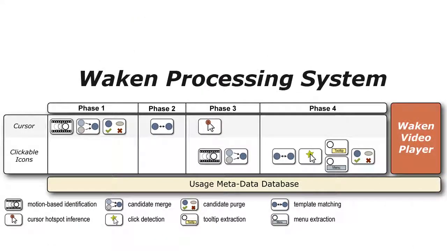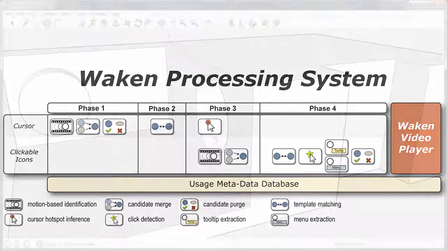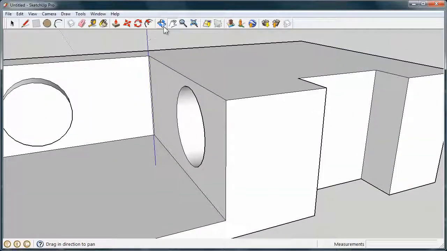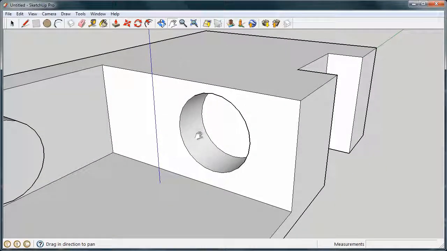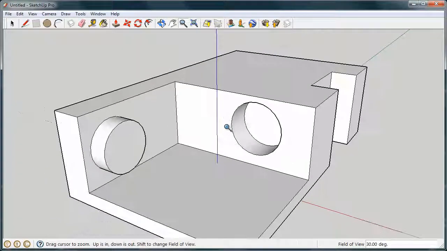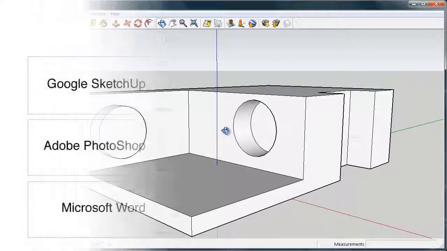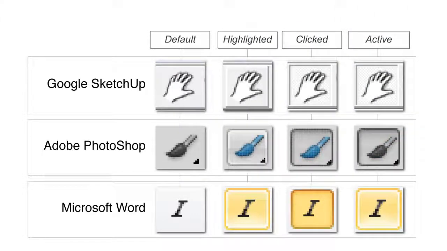In this work, we explore the possibilities and opportunities related to reverse engineering usage information from screen-captured application video tutorials. We developed Waken, a multi-phase processing system that recognizes UI components and activities, such as cursor movements and icon clicks, from an input set of video tutorials, without any prior application-dependent knowledge of specific interface layouts or item appearances. Waken does this by taking advantage of widget behaviors that are common across graphical user interfaces. The computer vision technique of frame differencing is used to identify occurrences of such behaviors or motions and then extract the associated widgets.